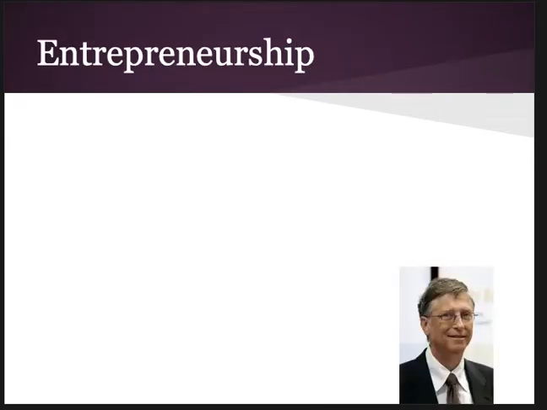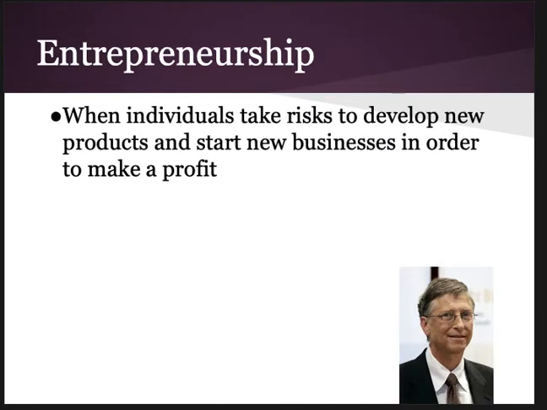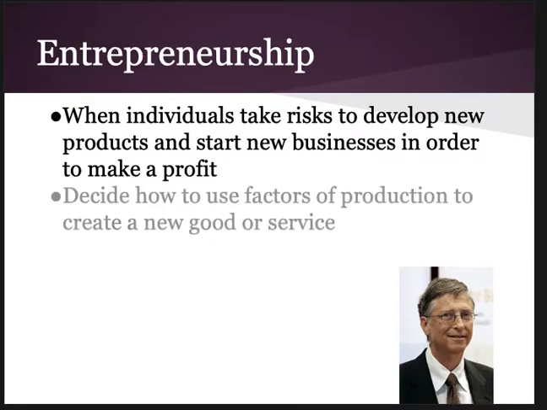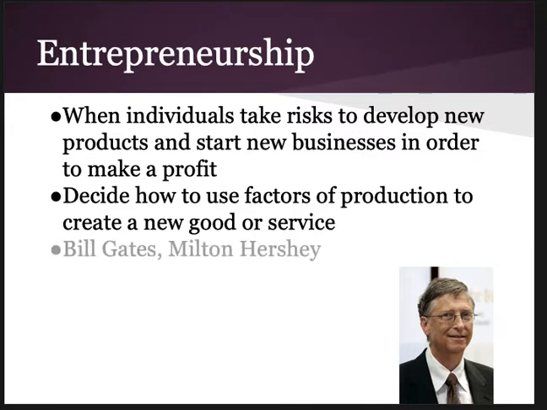Entrepreneurship is the fourth factor of production. You see it all the time on Shark Tank. It's when individuals take risks to develop new products and start a business in order to make a profit. They decide how to use the factors of production to create a new good or service. For example, what we just saw last week on Shark Tank, the guys wanted to create more and stock their inventory because they felt like they were going to have greater sales. Bill Gates was an entrepreneur of Microsoft, and Milton Hershey, of course you know, was an entrepreneur when it came to chocolate.